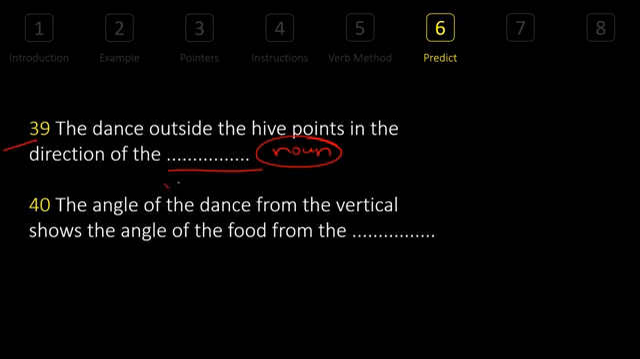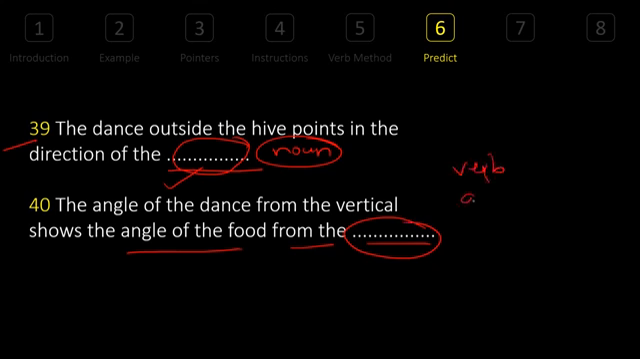That means you get the answer. Now you predicted the answer, it has to be something. Again, second one: the angle of the dance from the vertical shows the angle of the foot from the blank. So you have to search for the angle of the foot from something. Again, it is a noun. Sometimes the answer is definitely a verb. Sometimes the answer is definitely an adjective.